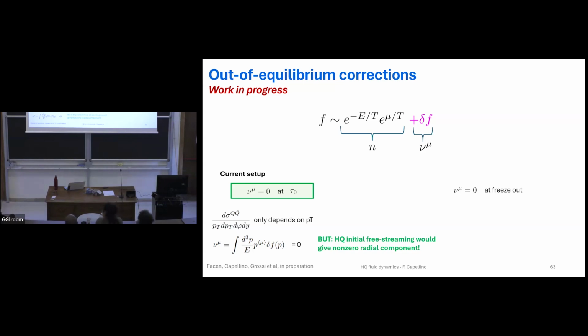Sorry, I had to go back. I missed it. How do you calculate the yield? Yes, we use the Cooper-Frye prescription plus resonance decays at a freeze-out temperature of 156. Not in chemical equilibrium with the rest of the medium, because they will have a charm chemical potential that we obtain from the evolution.